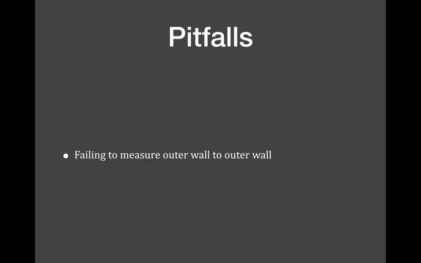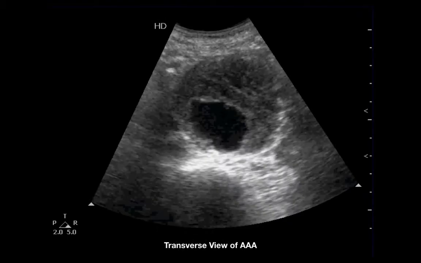All right, another pitfall that we see occasionally, and we kind of touched on this earlier in the lecture, is failing to measure the outer wall to the outer wall. So here's a still of an abdominal aortic aneurysm. You can see that vertebral body. We know that this is a AAA.